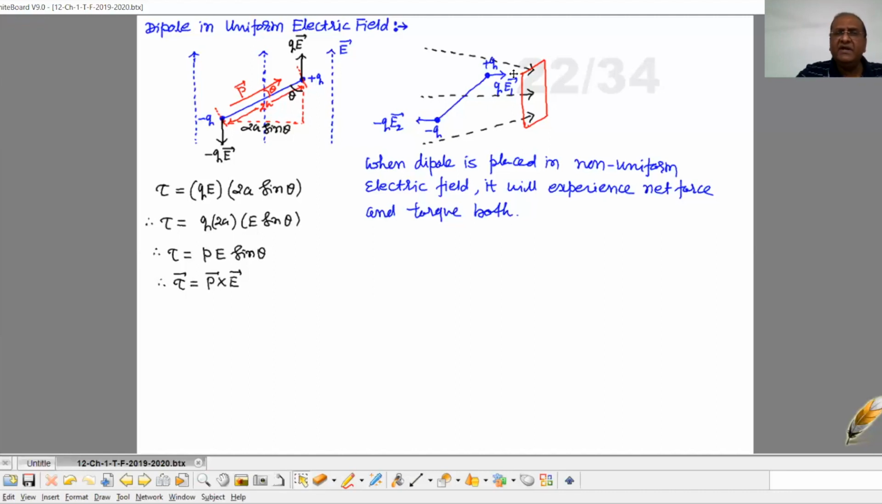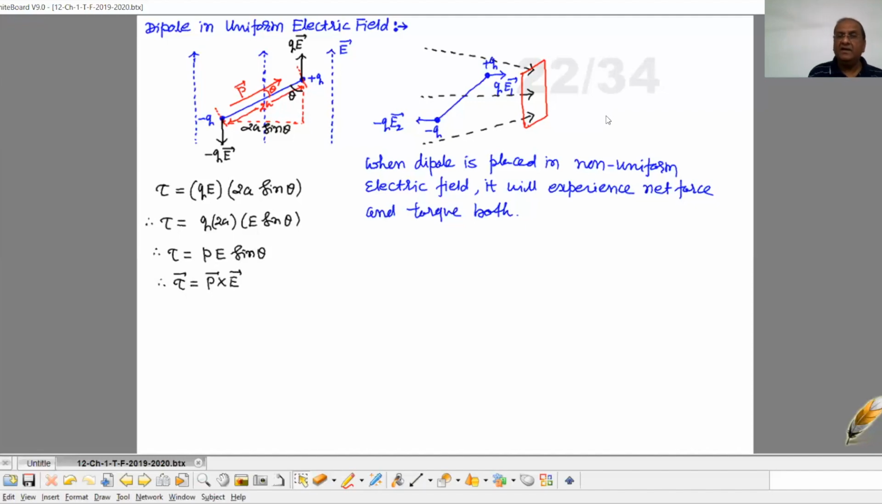Now, if the electric field is non-uniform, then the force on positive and negative charge will be no doubt opposite in direction, but not equal in magnitude, because the field is non-uniform. Means at a different position, the field intensity is different. So at the position of positive and negative charge, the field intensity is different. So forces are different in magnitude, but opposite in direction. So here some net force will be there, as well as some net torque.